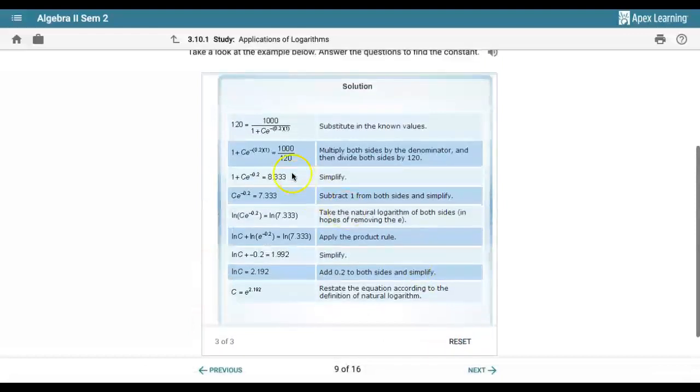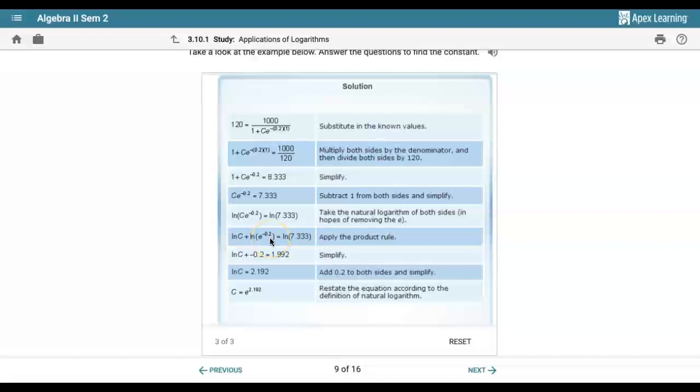How this works is we plug in the values that we know. We multiply both sides by our denominator, and we move 120 to the other side. We subtract our 1 once we've simplified. Then we have C times e to the power of 0.2. What we can do there is use our ln function, and use one of the properties here.